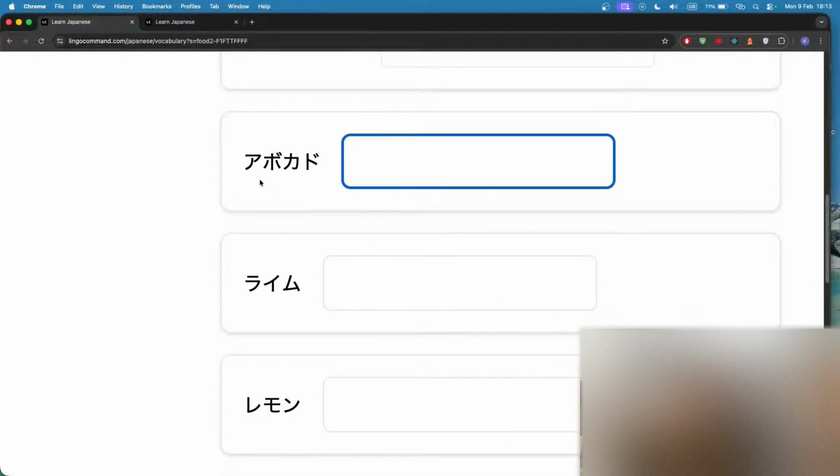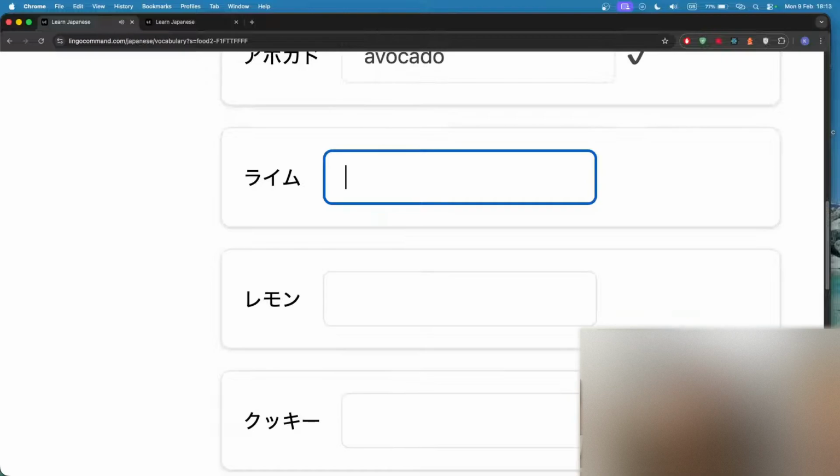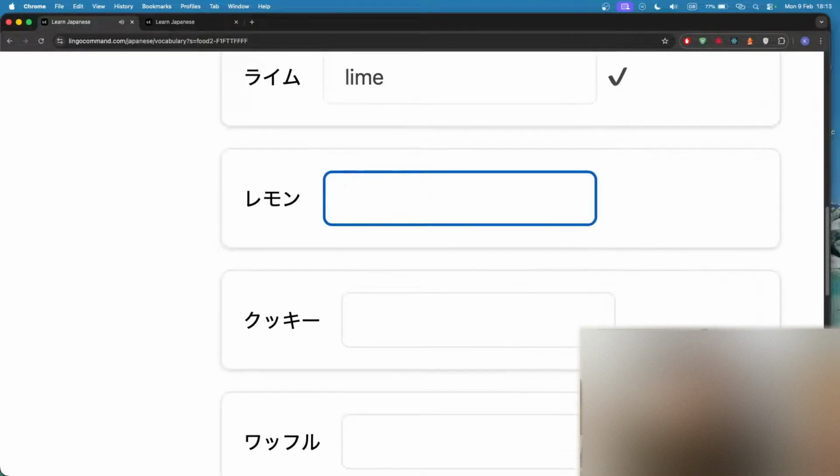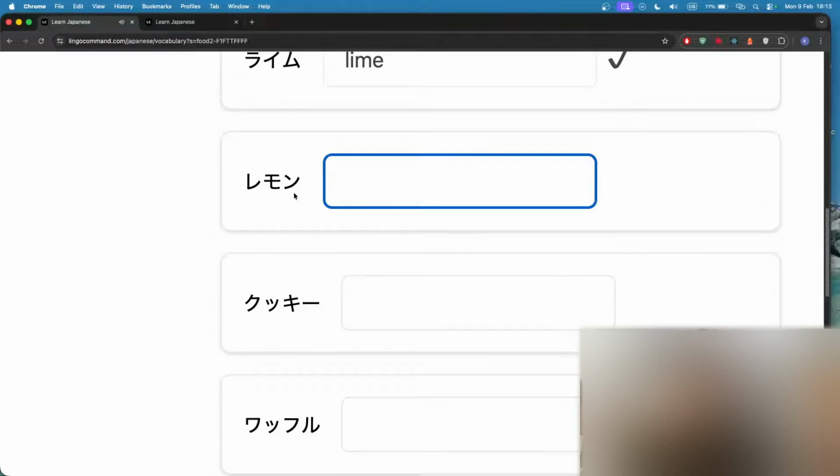Moving on. So the next one here is avocado. Also, it's another loan word. Avocado. And that leaves us with the next one, which is lime. This is lemon, which is lemon.